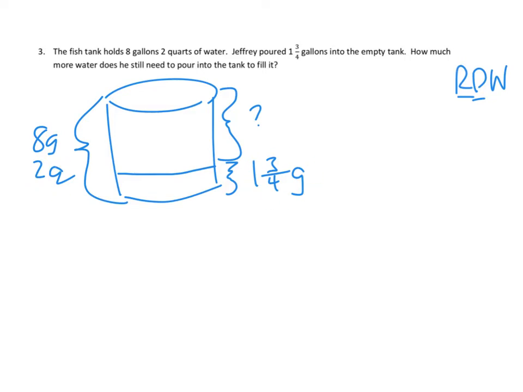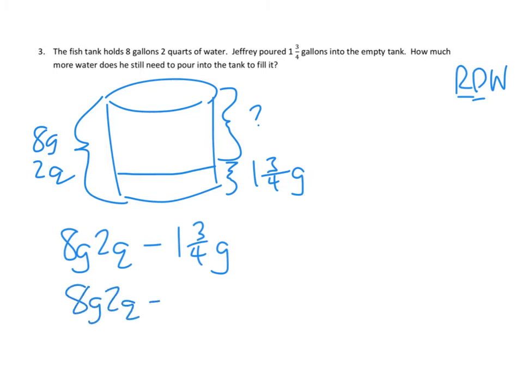So we'll write what we have right now, which is 8 gallons, 2 quarts, minus 1 3/4 gallons. If we're going to subtract quarts, we need some quarts over here. So let's convert this 3/4 into quarts. A quarter of a gallon is a quart, so 3/4 of a gallon would be 3 quarts. So let's rewrite this: 8 gallons, 2 quarts, minus 1 gallon and 3 quarts.